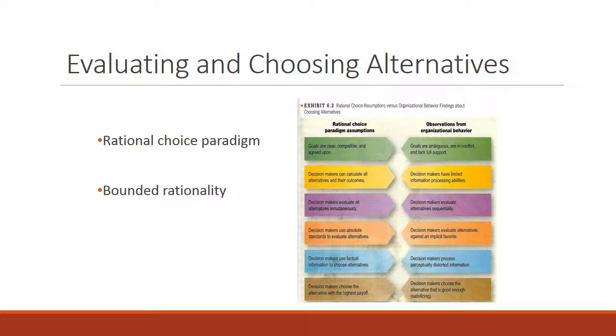Over the years, bounded rationality has taken precedence over the rational choice paradigm in several ways due to the significance of their differences. The rational choice paradigm assumes that goals are clear, compatible, and agreed upon. However, in actuality, and according to observations from organizational behavior, goals tend to be ambiguous or in conflict with each other.